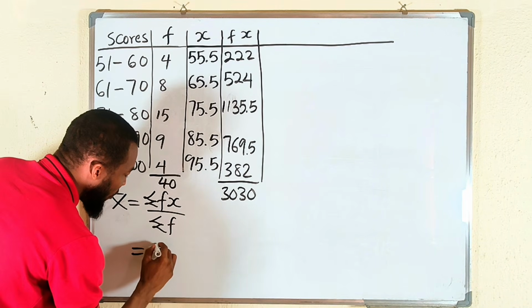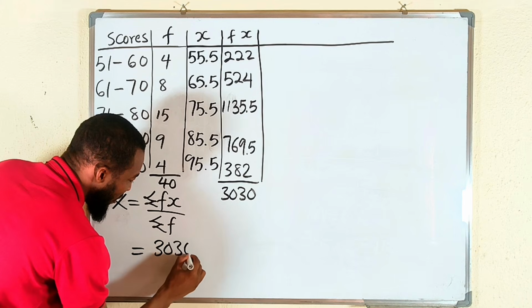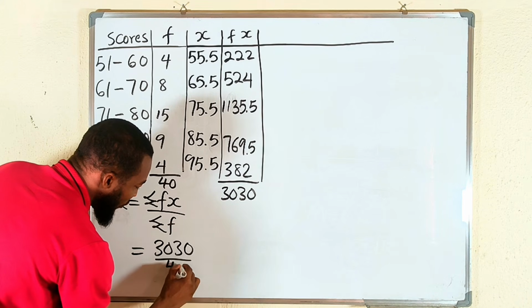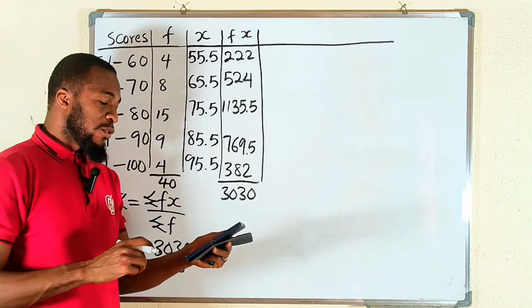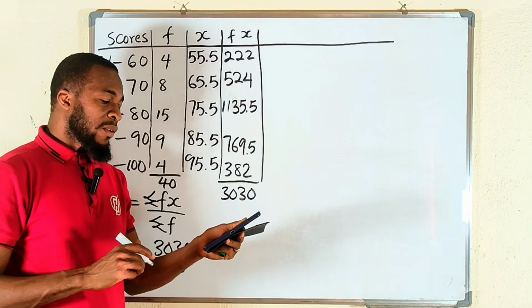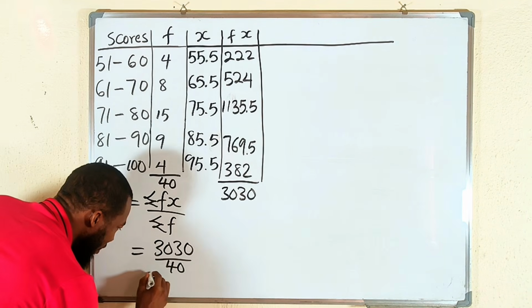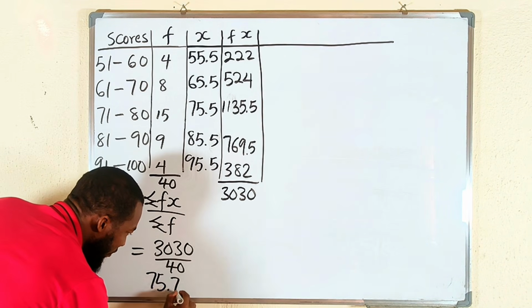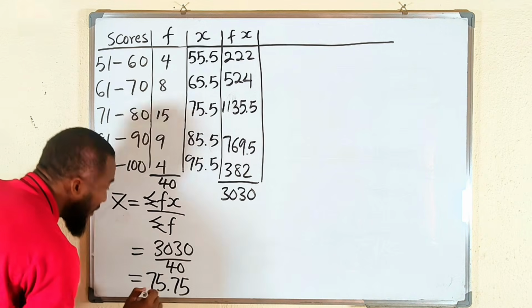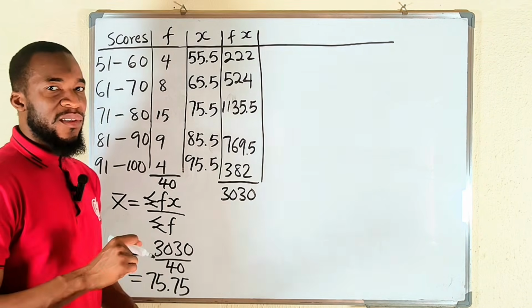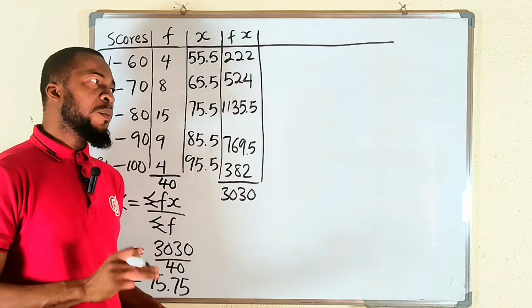Which means that this is equal to 3030 divided by 40. From my calculator, I have 75.75. And this is said to be the mean of this distribution. We are done with the mean.